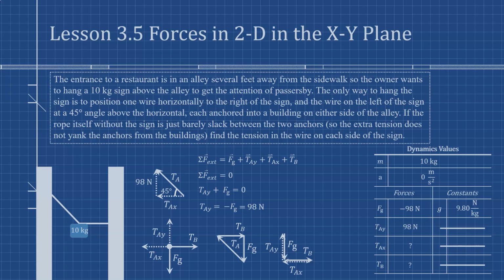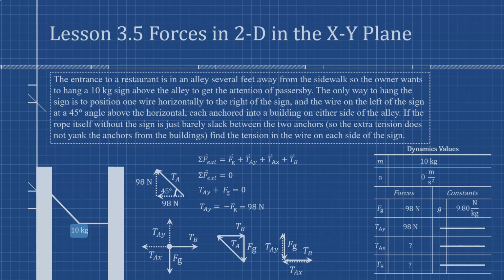But now this is a special type of problem. This isn't going to happen in every problem, but this is a special type of problem because I have a 45-45-90 triangle. And I know that a 45-45-90 triangle is an isosceles right triangle. That means that the two legs are going to be the same length. So if my vertical leg is 98 newtons, my horizontal leg must also be 98 newtons. And I can go ahead and plug that in here.